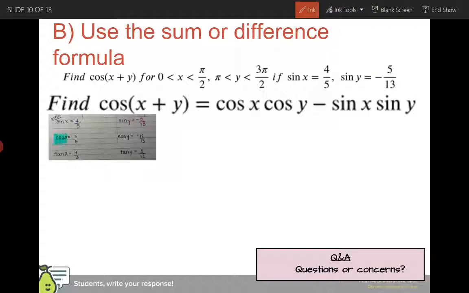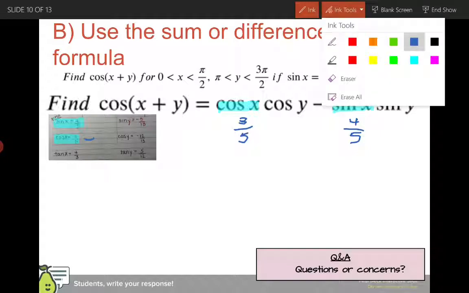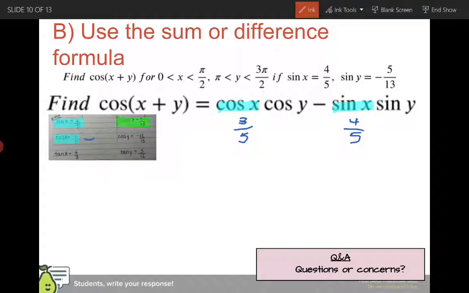I know some information about x. So the cosine of angle x and the sine of angle x, I have them. The sine of angle x is 4/5. And the cosine of angle x is 3/5. Now I'm going to fill in what I know about angle y. I have the sine and I have the cosine. I know the sine is -5 13ths. I know the cosine is -12 13ths.